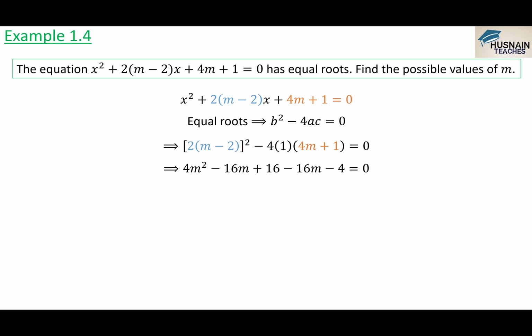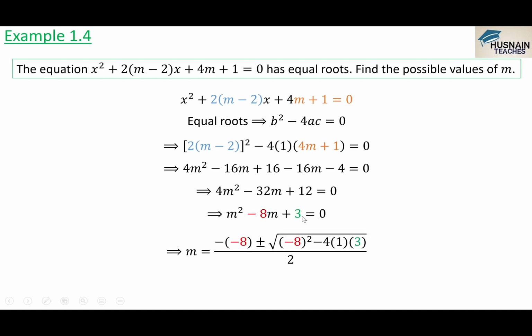Let's now substitute the values into their appropriate places. Let's expand and simplify, and then let's neaten that up a little bit. And we notice that we can actually divide this all by 4. Let's do that. And now we've just got a nice, easy quadratic equation to solve. I'm just going to use the quadratic formula at this point, because I can't really be bothered to factorize.